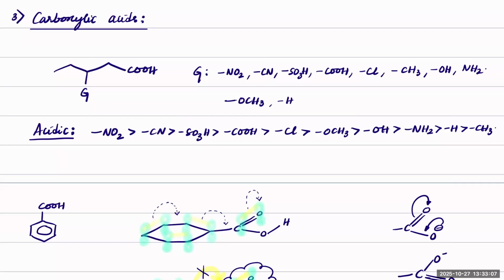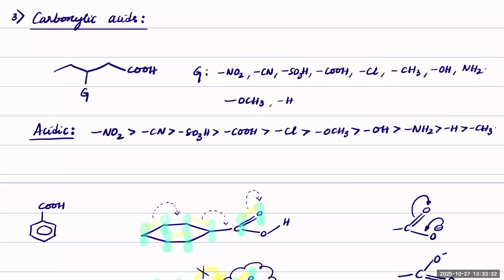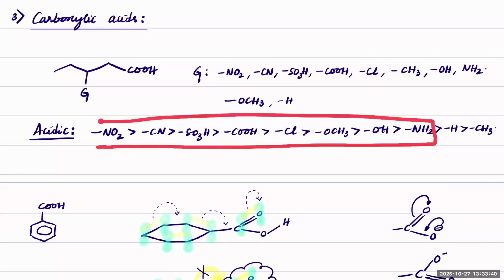In the case of carboxylic acid, if there is any group G here, like NO2, cyanide, all of these groups, if you compare, only check out on the basis of plus and minus I. You can clearly notice that NO2, cyanide, SO3H, COH, Cl, all of these along with OH and NH2, these are all withdrawing groups. In fact, OCH3 also. So put all the withdrawing groups based on minus I. So you can see minus I order is like this up to NH2. And thereafter, hydrogen will come, then CH3. CH3 is donating.